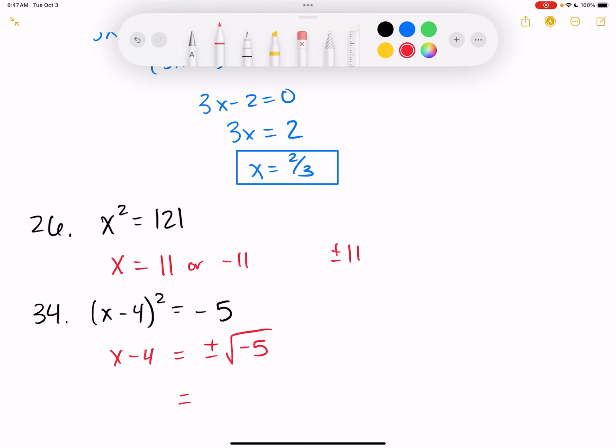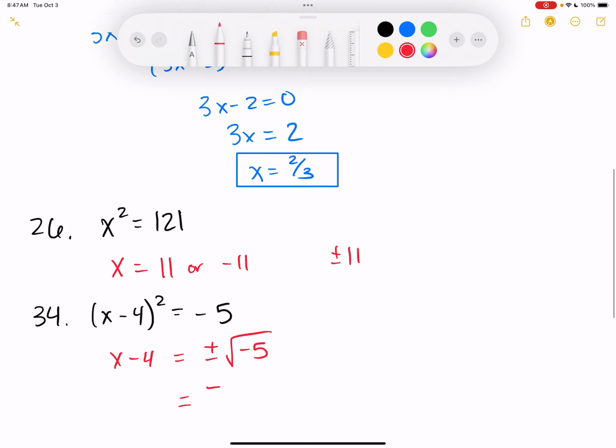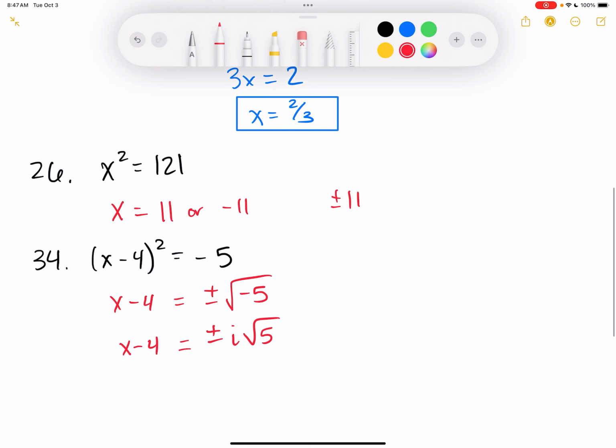So it would be what? Negative 25i. No, I'm wrong, not 25. So when we have a negative under the radical, we just take it out and we put it out front. So it would be plus or minus i root 5. Oh yeah, we're not using 25. And so then x equals 4 plus or minus i root 5.